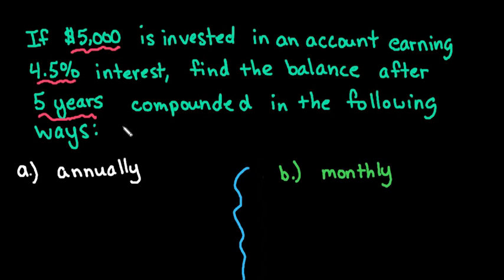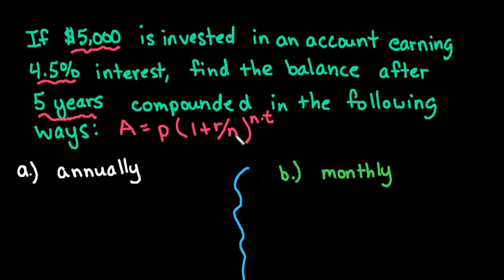There's the traditional compound where the ending amount is equal to the principal, which is the starting amount, times 1 plus the interest rate as a decimal, divided by the number of times per year that it's compounded, to the n times t. So you're going to use this one if it says things like annually, semi-annually, monthly, daily, etc.